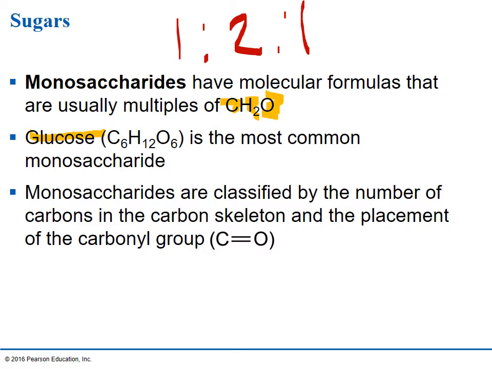So how do we group monosaccharides? We group them by looking at the number of carbons they have in their center. And then we also have to remember to look for where the carbonyl groups are. So remember this particular functional group. That oxygen is electronegative, so this is going to help the sugar be water soluble. And yeah, that's it for that.